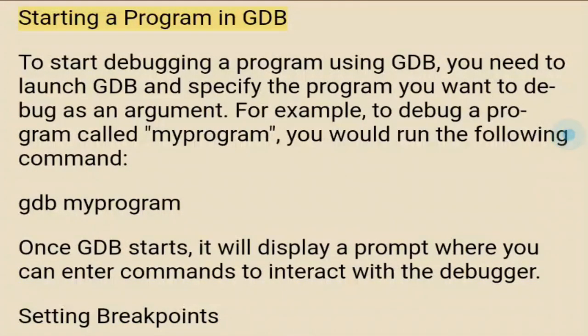Starting a program in GDB. To start debugging a program using GDB, you need to launch GDB and specify the program you want to debug as an argument. For example, to debug a program called myprogram, you would run the following command: gdb myprogram. Once GDB starts, it will display a prompt where you can enter commands to interact with the debugger.